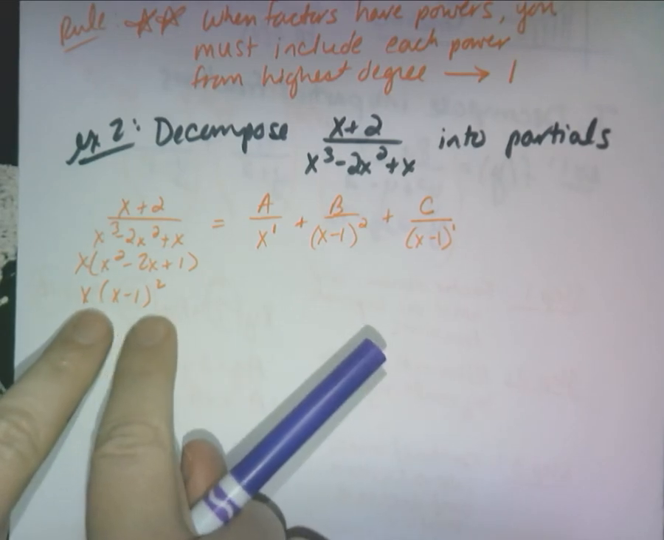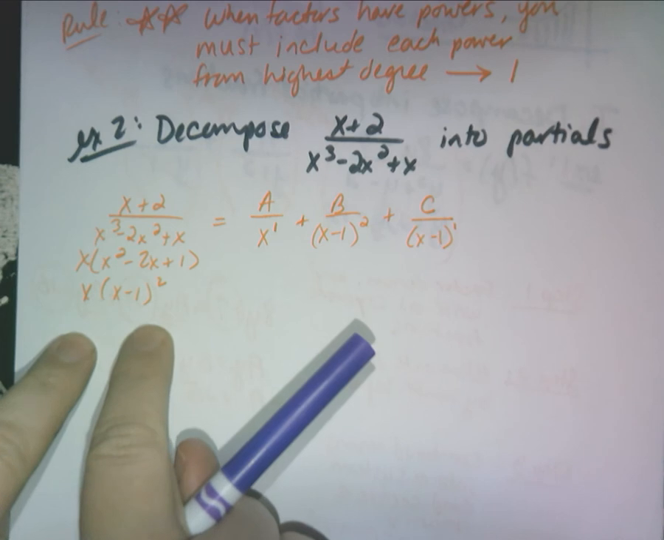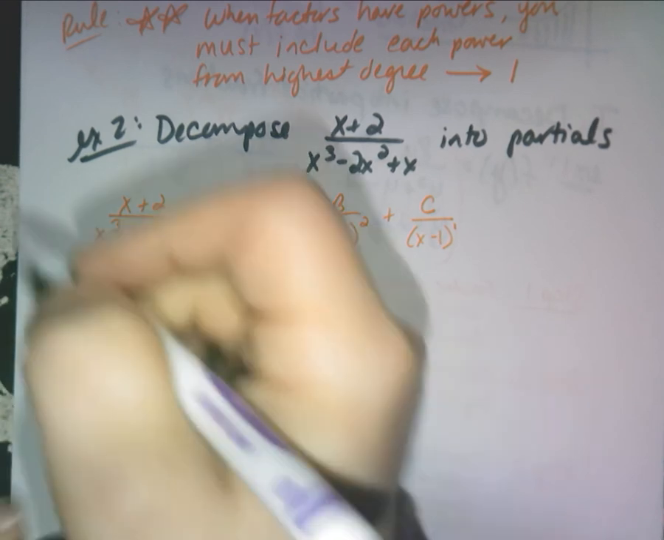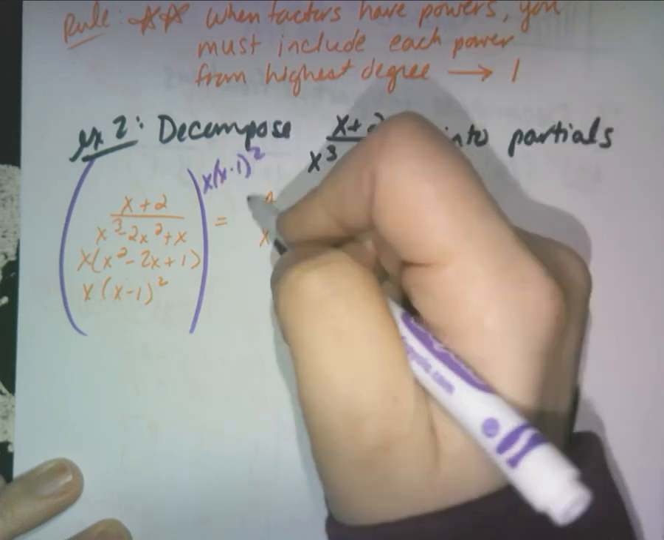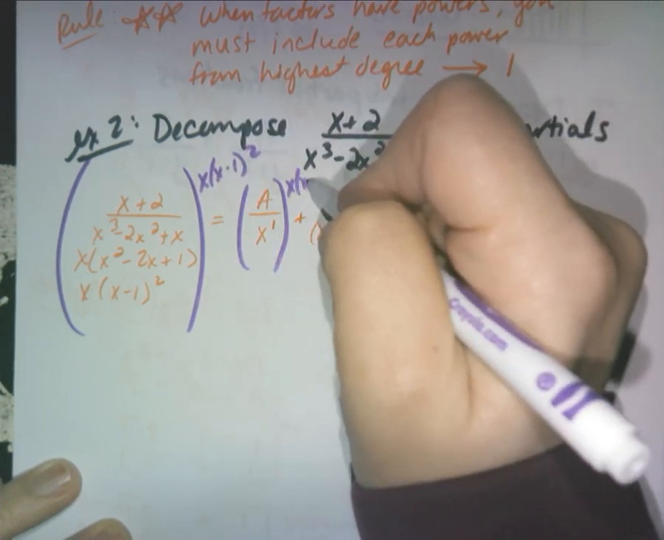X times x minus 1 squared. It's always this guy. It's usually always your LCD. So I'm going to take this, multiply by x times x minus 1 squared. I'm going to take this guy, x times x minus 1 squared.